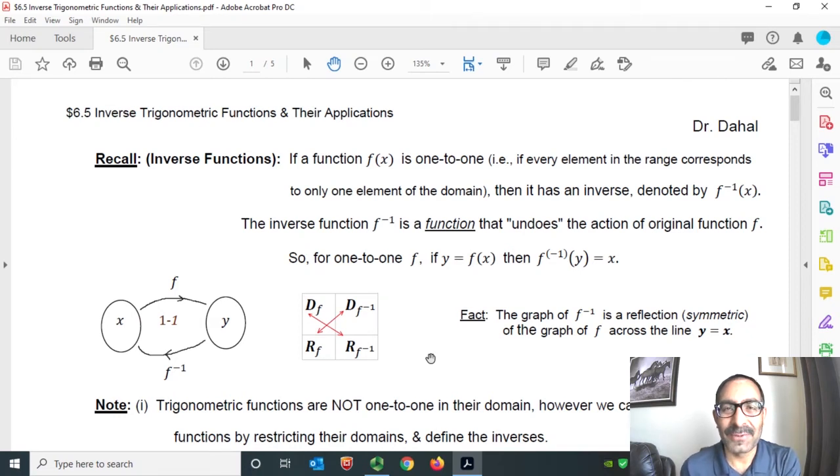In today's class I am going to cover inverse trigonometric functions. So let me start the class right away. First, quick recall about inverse functions.